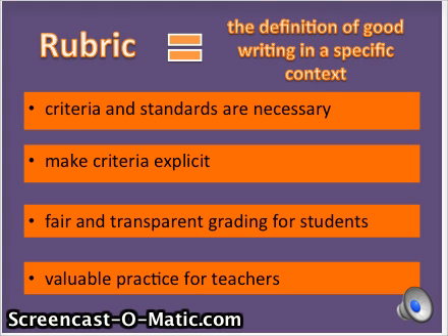Another way to think about this is that criteria and standards are necessary. We use them whether we articulate them specifically or not. It's impossible to evaluate anything without standards, without criteria. All a rubric does is make that criteria explicit. And in doing so, it means that students get to see how they're going to be graded. They get to know ahead of time what it is that they'll be graded on.